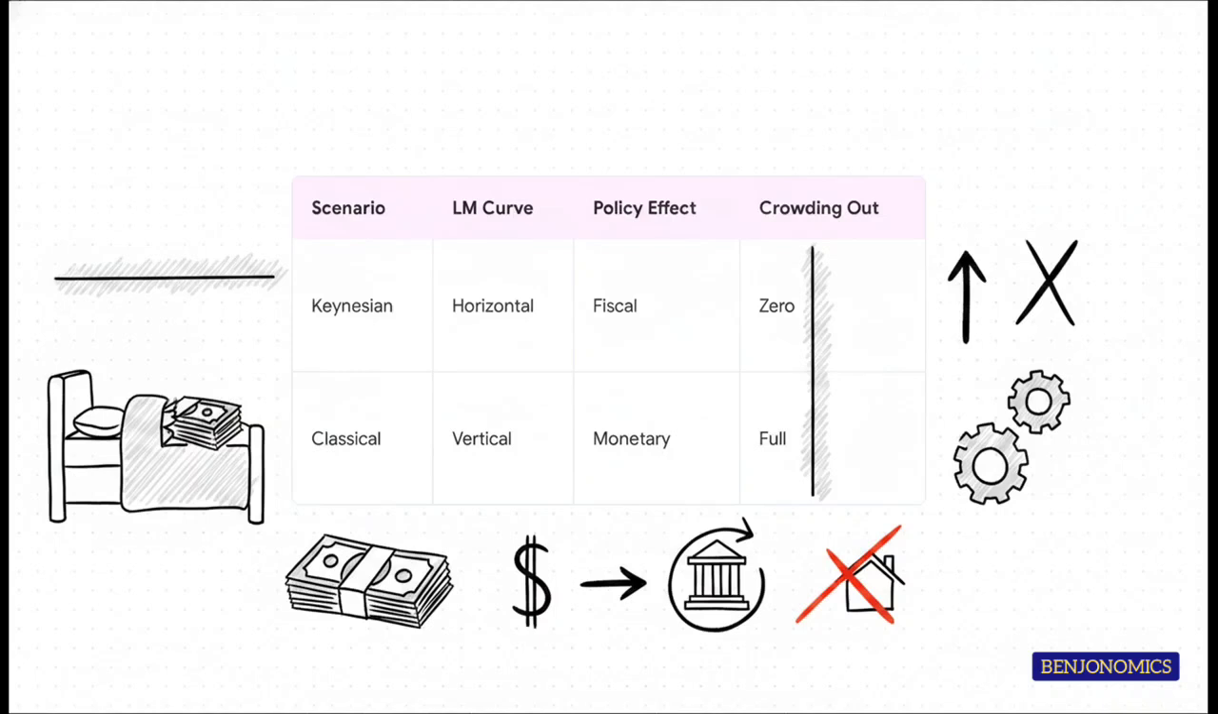Now, like any complex machine, this one can break down if pushed to the extremes. Take the Keynesian liquidity trap. This is a scenario where interest rates are practically at zero, but fearful people are just hoarding cash anyway. The LM curve goes completely flat, horizontal. Monetary policy is literally useless here, but fiscal policy becomes highly effective with zero crowding out.